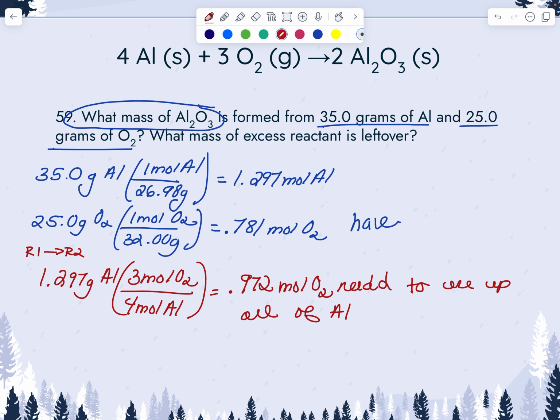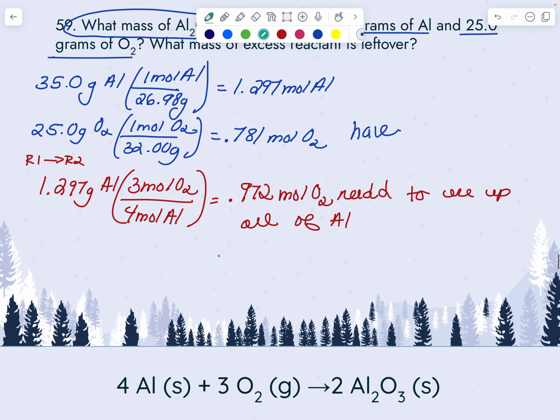So this says I'm going to need to use 0.97 moles of oxygen to use up all my aluminum. I don't have that much oxygen. I only have 0.781 moles of oxygen. So 0.972 moles of oxygen is needed. That's greater than the 0.781 moles of oxygen that I have. So that means I won't be able to use up all my aluminum. The oxygen is going to run out first. Oxygen is my limiting reactant.